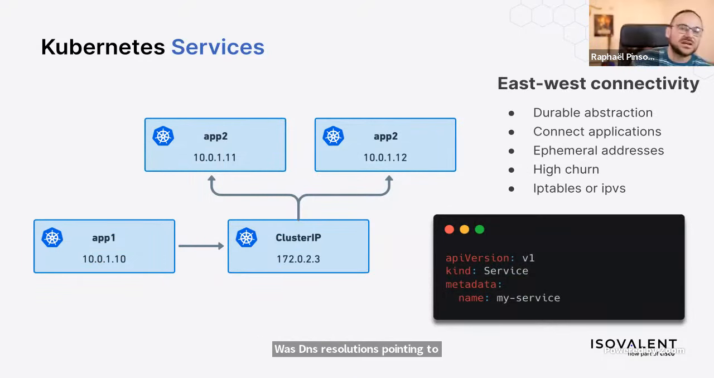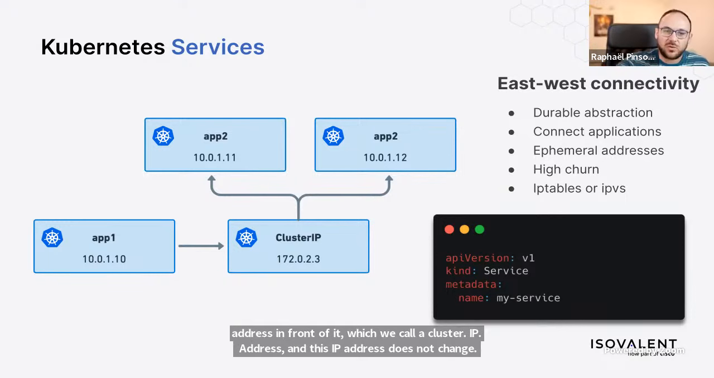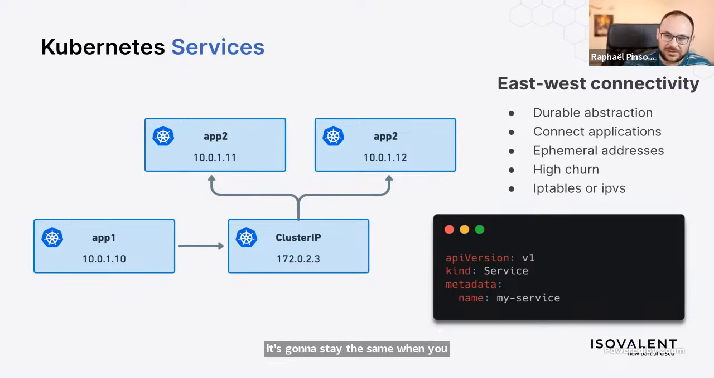Why do we do this? Because we do not want to rely on the IP addresses of the pods that change constantly. You just redeploy a new pod, you just roll out a new version of the application, and you get new IP addresses for your pods. So this is not reliable. So instead, we put a virtual address in front of it, which we call a cluster IP address, and this IP address does not change. It's going to stay the same when you roll out new versions of the application.